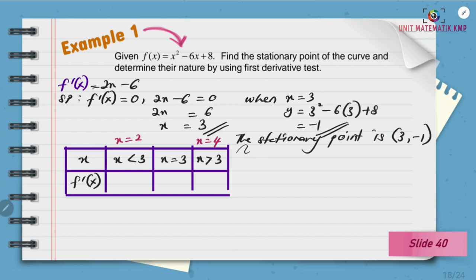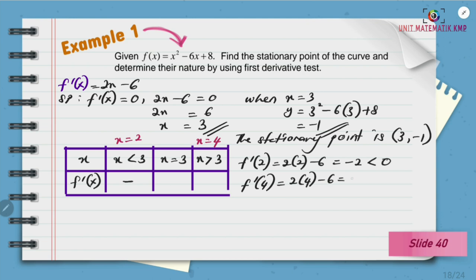Next, substitute the value of x in f prime x. We have 2 times 2 minus 6 is equal to negative 2, less than 0. That means the sign for f prime x is negative. And when x equal to 4, f prime 4 is equal to 2 times 4 minus 6 is equal to 2, more than 0. That means the sign is positive.